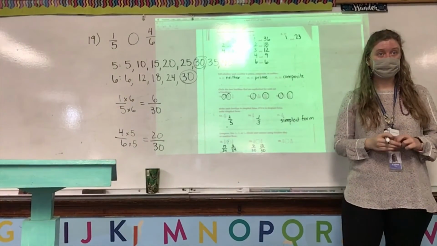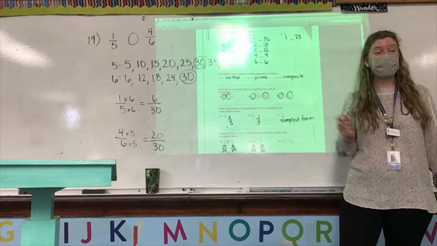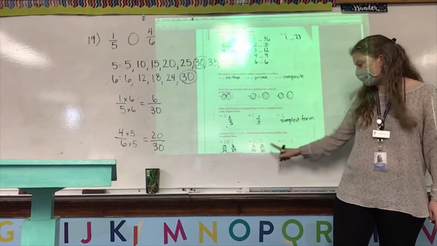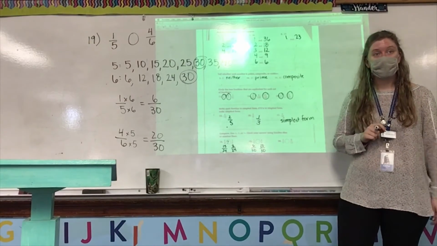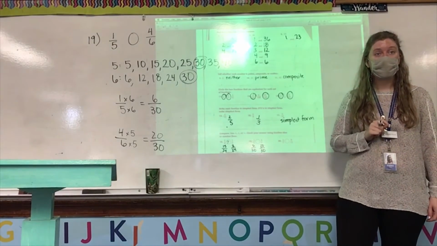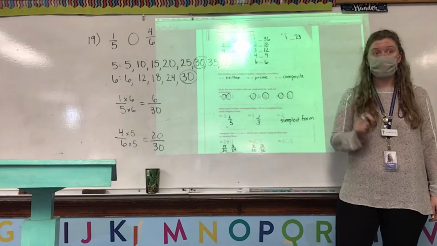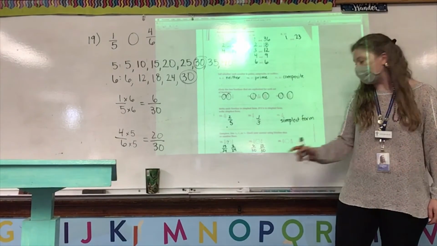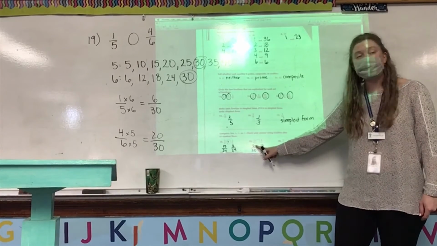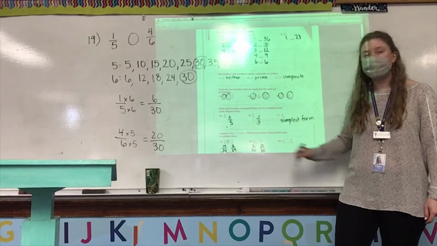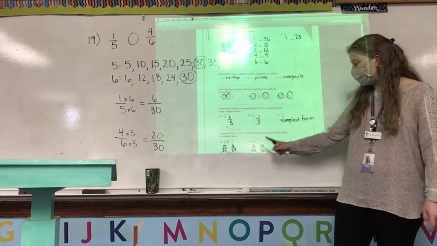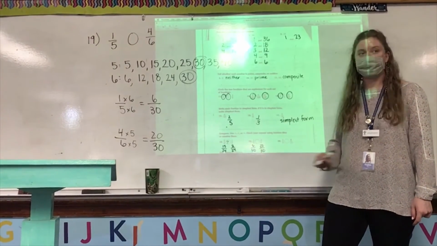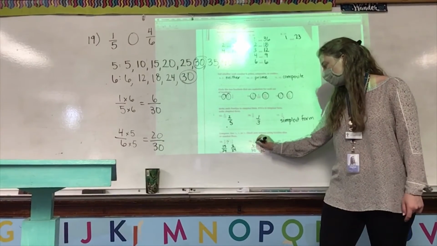We compare the fractions, but which part of the fraction? Do we have to compare the denominators anymore? No, so we compare the numerators. The larger numerator is the larger fraction when the denominator is the same. So, is 6 greater than, less than, or equal to 20? Less than. So that means 1/5 is less than 4/6.